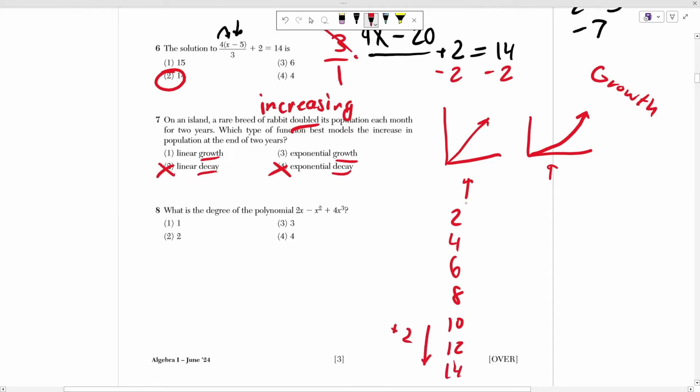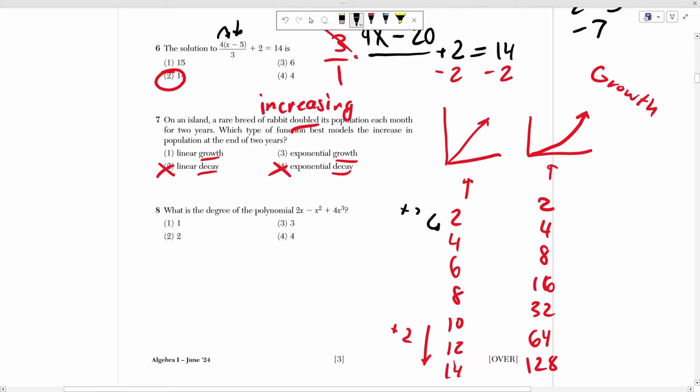Now, if your rabbits double in population, then you start with 2. 2 times 2 is 4. 4 times 2 is 8. 8 times 2 is 16. 16 times 2 is 32. 32 times 2 is 64, and 64 times 2 is 128. So do you see how there's a difference in my numbers? There's a difference in my values.